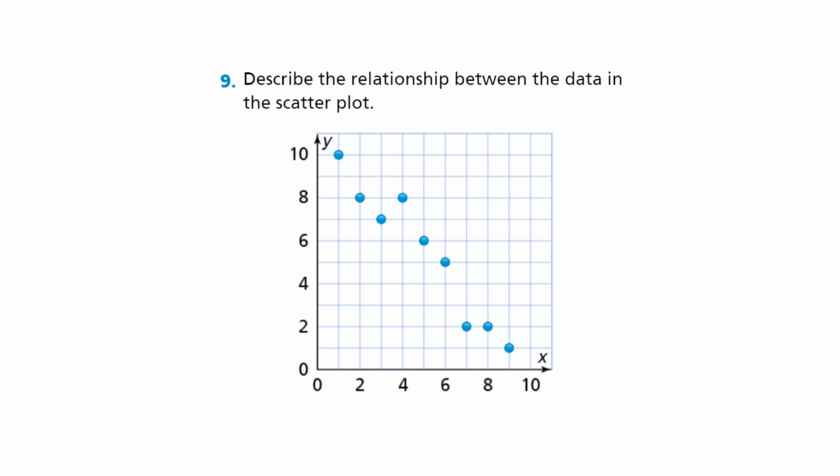Number 9, describe the relationship between the data and scatter plot. Our points start at the top and go towards the bottom corner of the scatter plot, so this is labeled as a negative association.